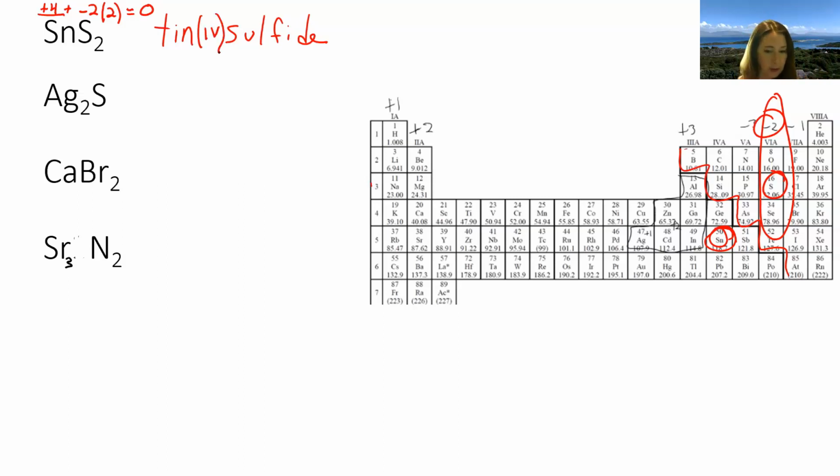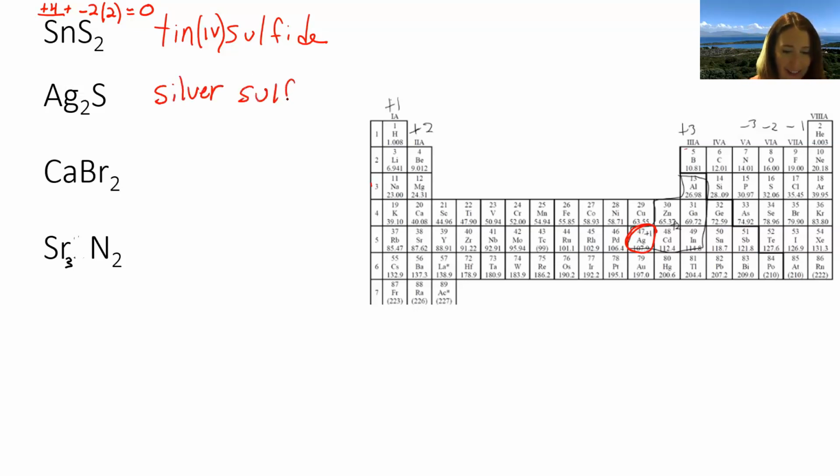Okay, next one. And again, anytime you have questions, just ask away. The next one, again: ionic, molecular, or acid? So look here, Ag. It's a metal, it's ionic. No di- and tri-, it's ionic. So it's silver and sulfide again.